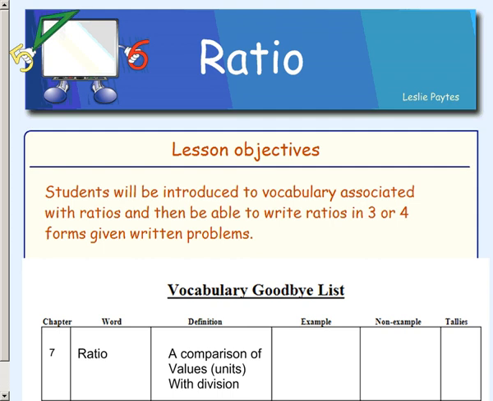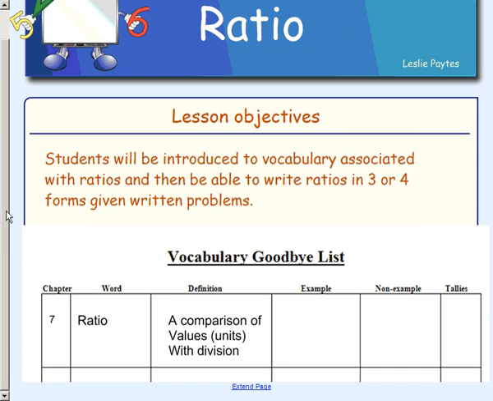So here's our first lesson, which is students will be introduced to vocabulary associated with ratios and then be able to write a ratio in 3 or 4 different forms given ratio problems. You'll also be able to identify what type of ratio we're looking at.